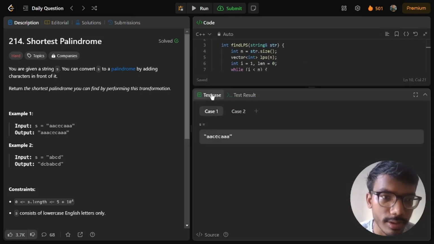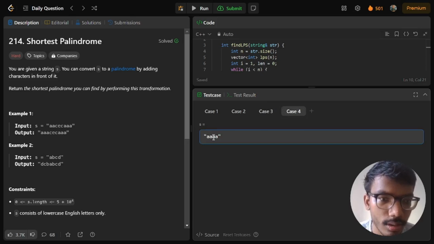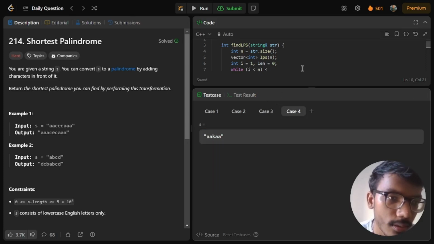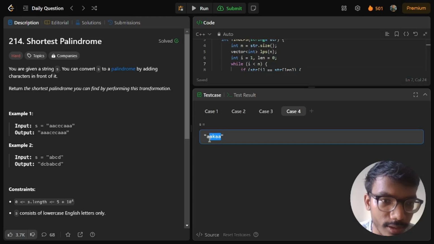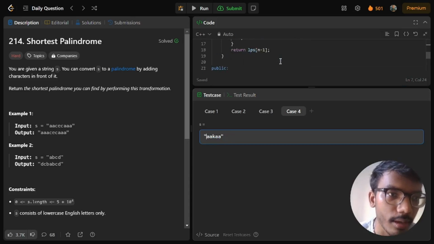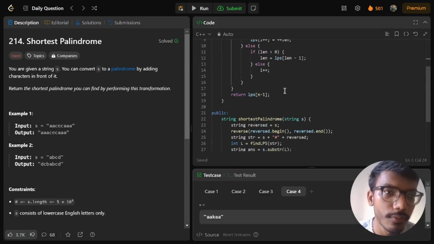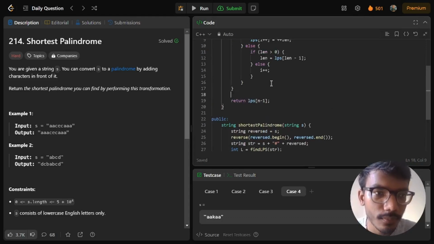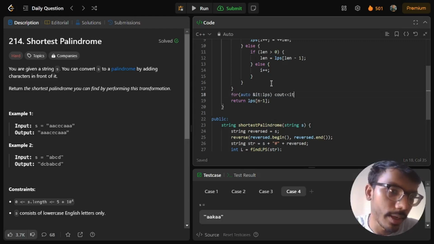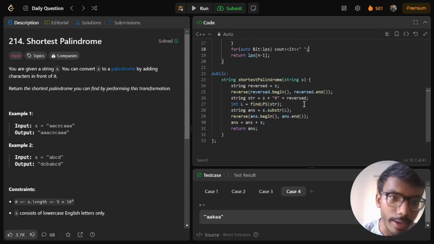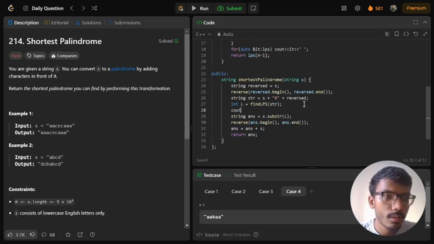Now let us take a custom test case. It says all the strings are equal. Another test case: this is the palindrome itself. In this case, what is the value of LCS? The LCS value is 5. Let me iterate on the LPS, and I would be printing my LPS value and my L value just to confirm it.